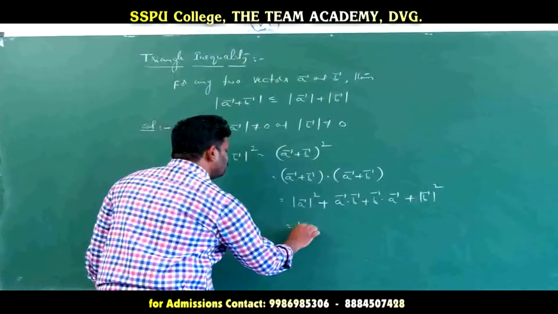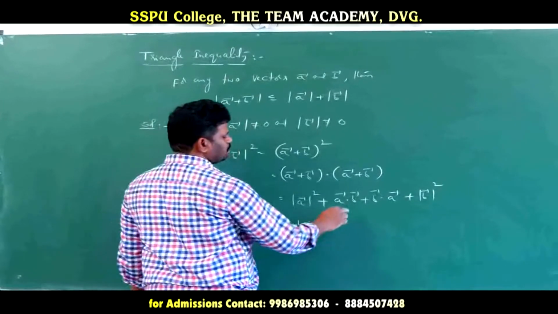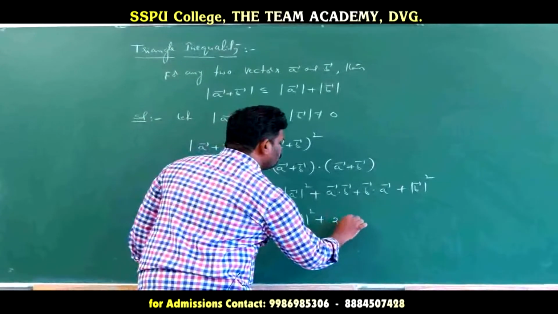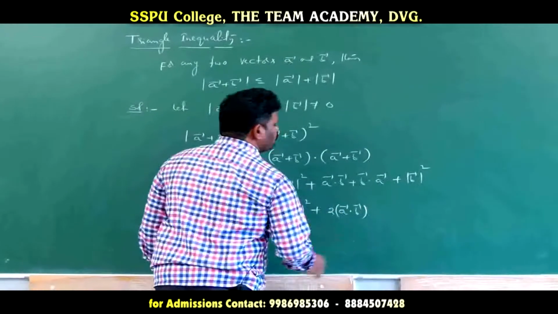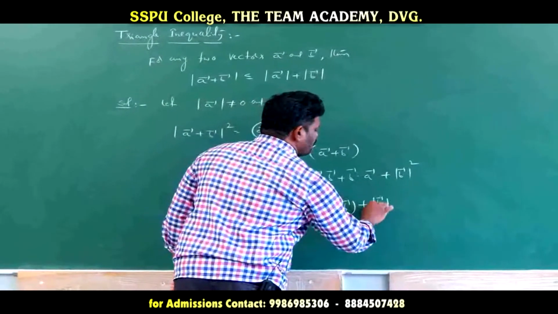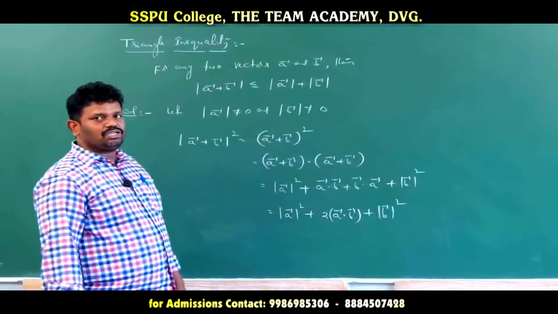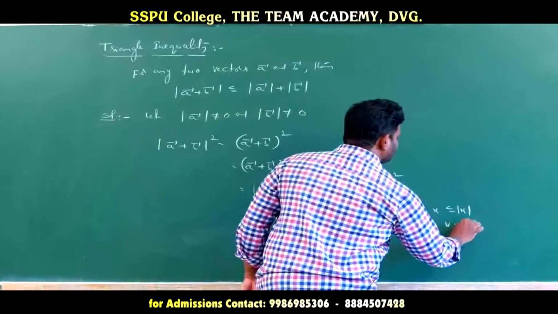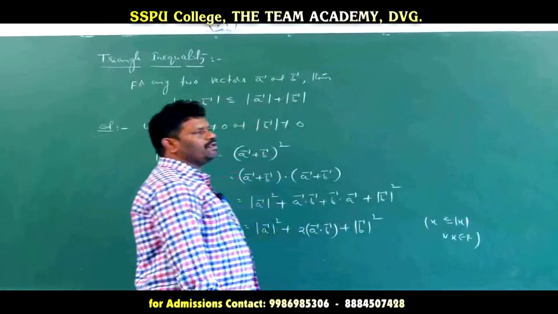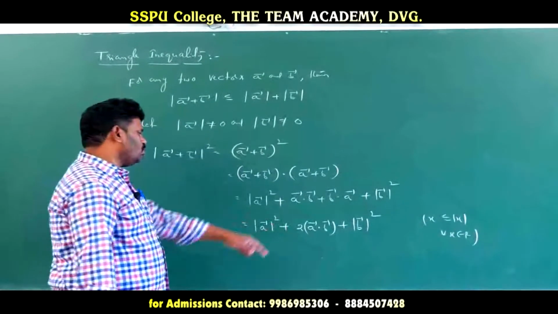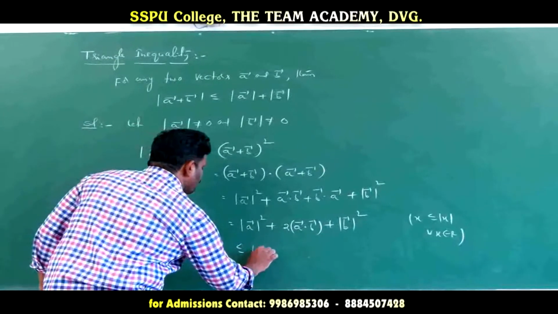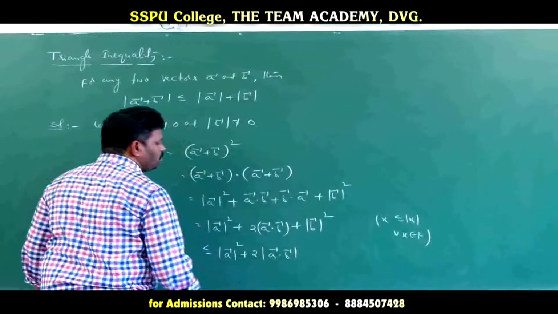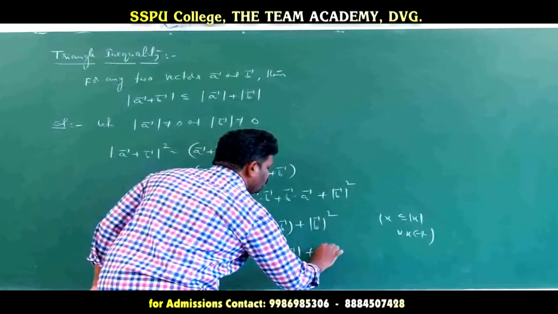Next, by the commutative property, A bar dot B bar plus B bar dot A bar equals 2 into A bar dot B bar, so we get magnitude of A bar square plus 2 into A bar dot B bar plus magnitude of B bar square. Now one condition: for any number x, x is less than or equal to mod x, for all x belonging to R. Any number compared with its modulus is always less than or equal to it. So replacing, this is less than or equal to magnitude of A bar square plus 2 into magnitude of A bar dot B bar plus magnitude of B bar square.